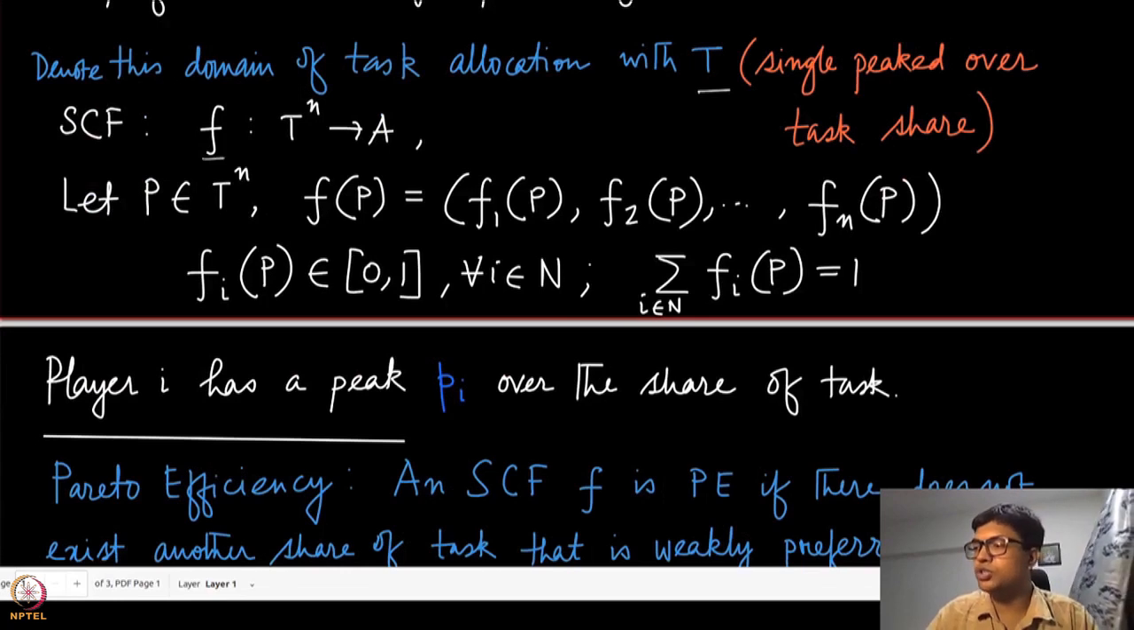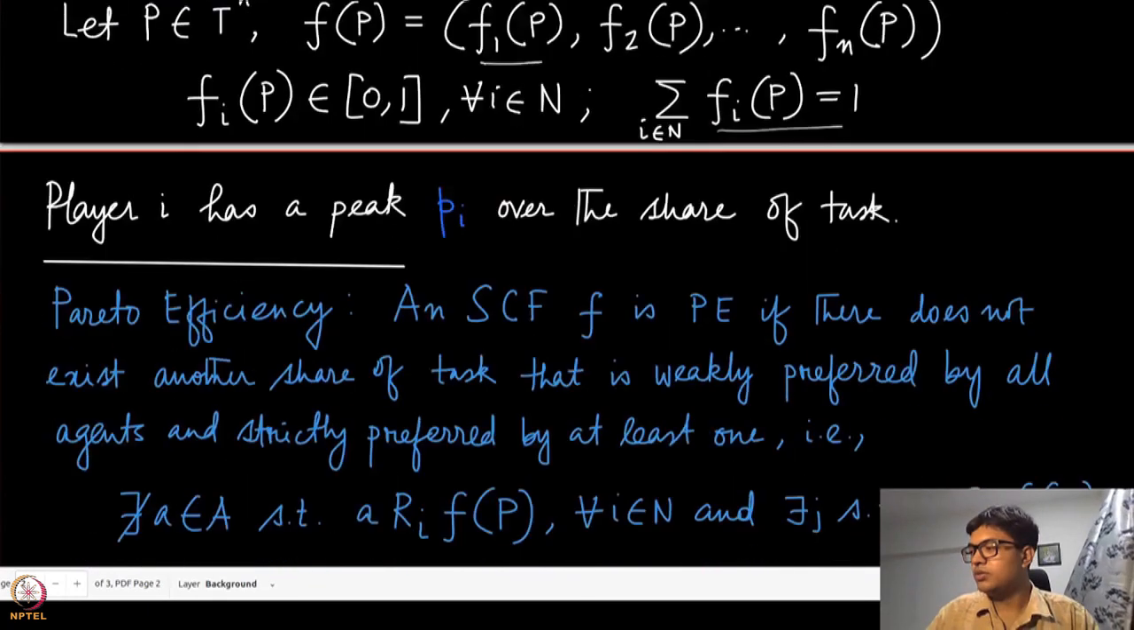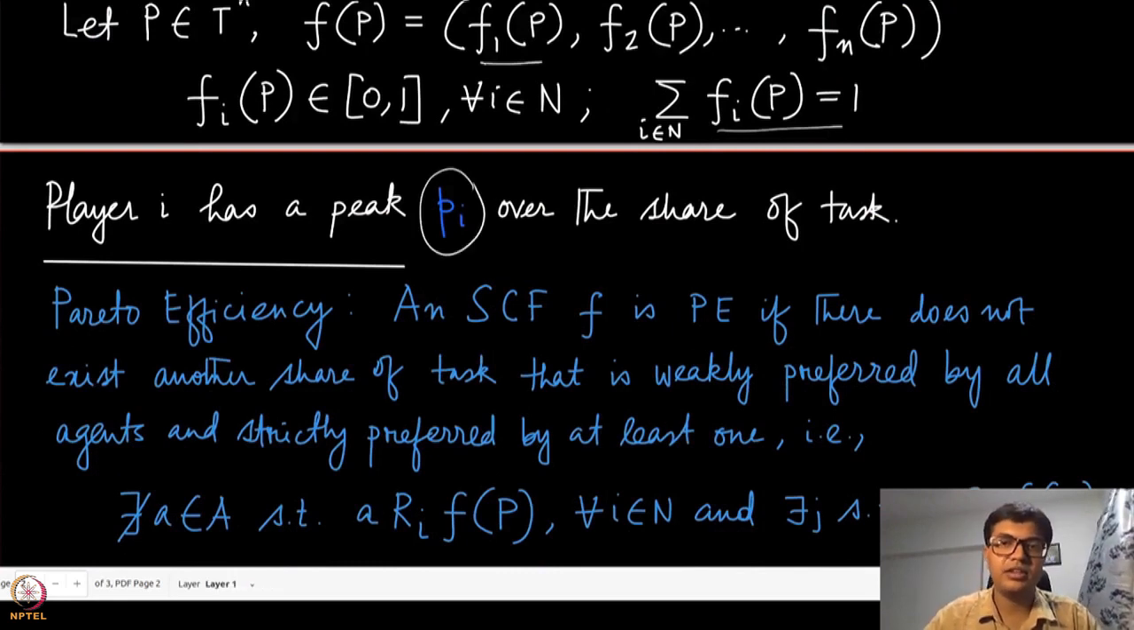So now our social choice function is mapping this task allocation domain for each of these players into this set of alternatives. The notation that we are going to use is Fi(P), which means the share that agent i is getting, and the sum of all these Fi(P), summed over i, should be equal to 1. Now, as before, we are going to use this peak Pi, which denotes the most preferred share of the task for player i.